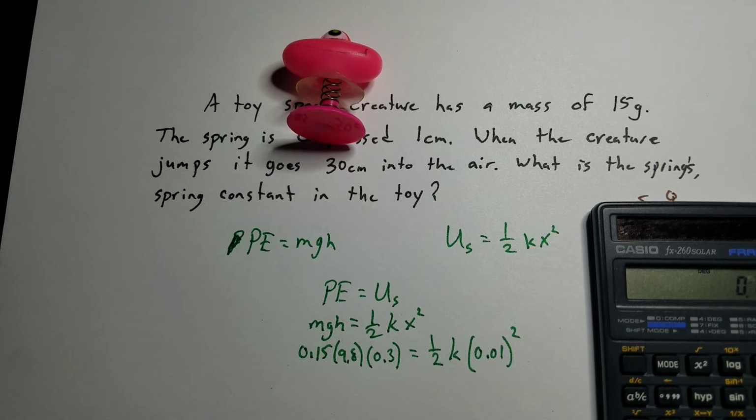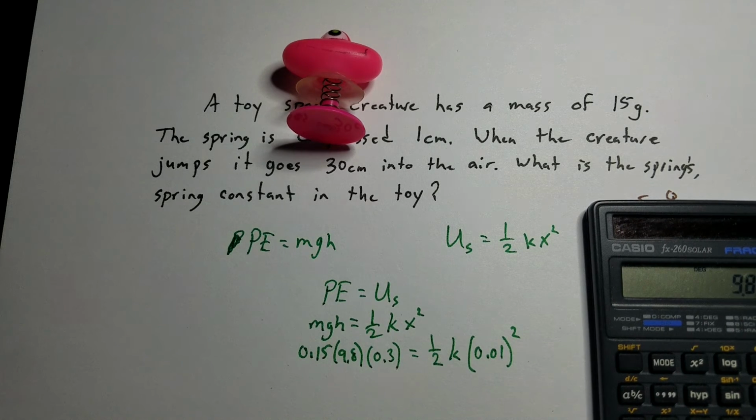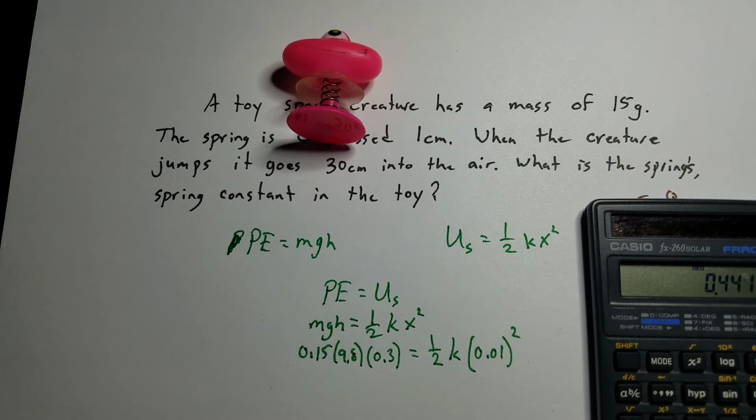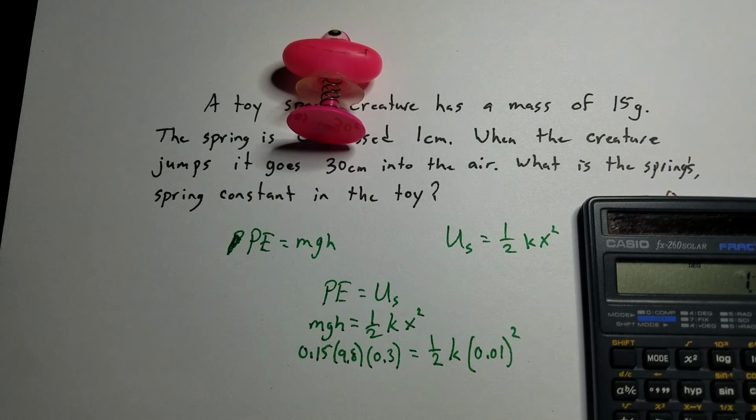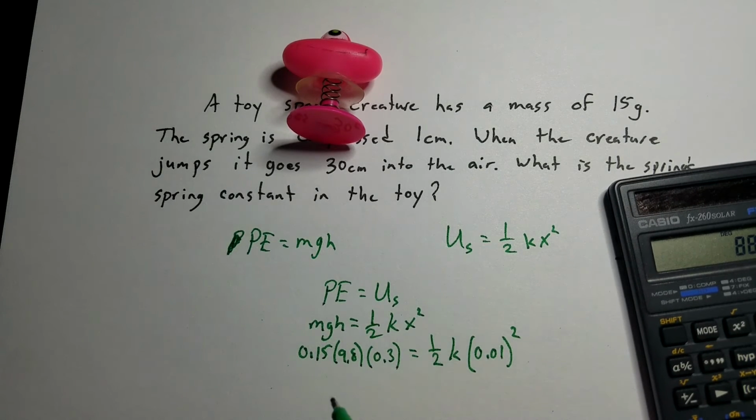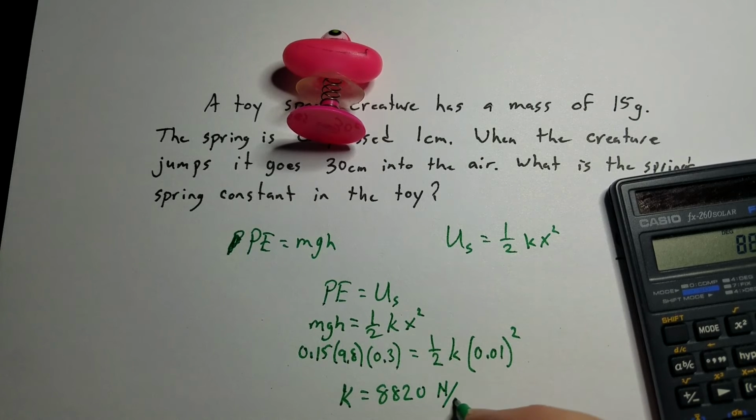So 0.15 times 9.8 times 0.3 times 2, we're going to move that over, and divide by 0.01 squared, and we get a spring constant, wow, a spring constant of 8820 newtons per meter. That seems big, but you've got to remember that's over a whole meter of compression, but we only actually compressed it about a centimeter.